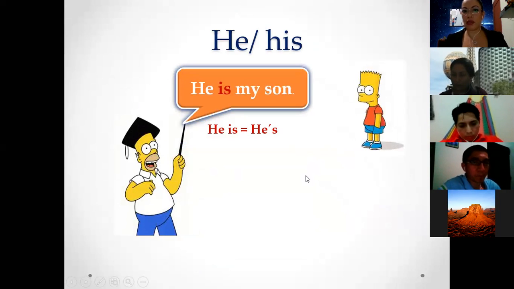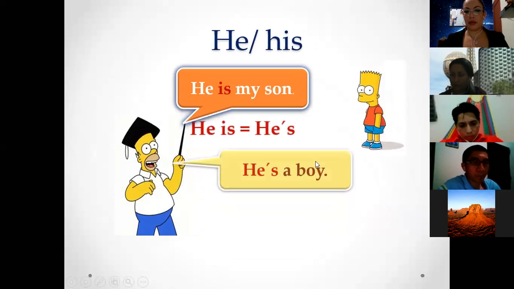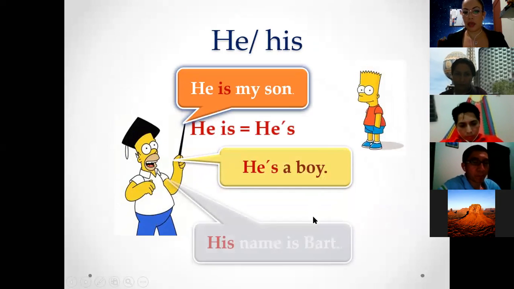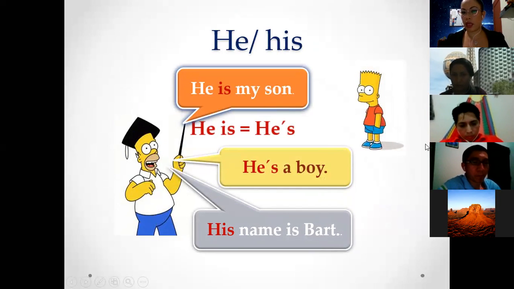He is my son. He's a boy. Ahora, possessive, su nombre de él. Okay. Me refiero a algo que es de él. Su nombre es Bart. His name is Bart. That is the possessive adjective. Okay.